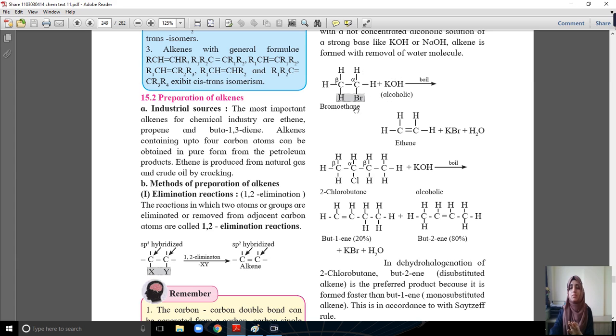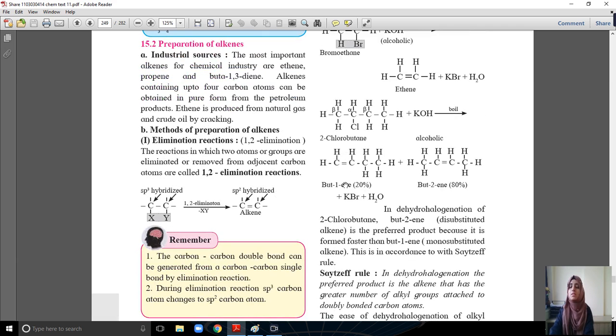In this reaction, there is only one possibility. Only one beta carbon is present, so we will remove this hydrogen and the product is ethene. But you can see in the second reaction, the percentage of product is different. One product is formed 80% and another one is formed 20%.